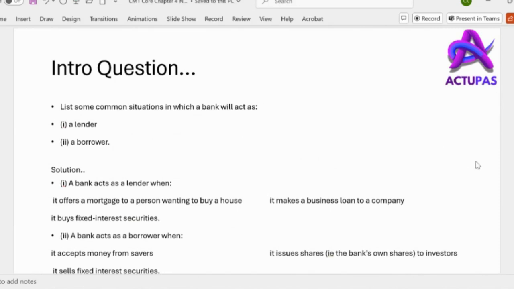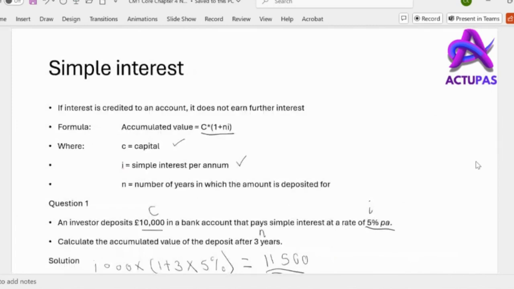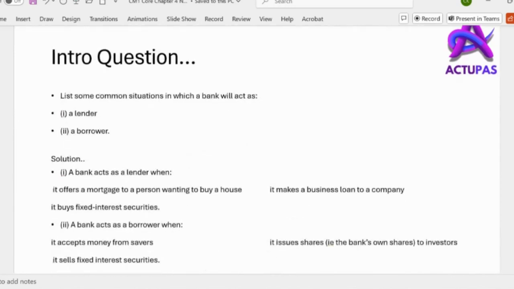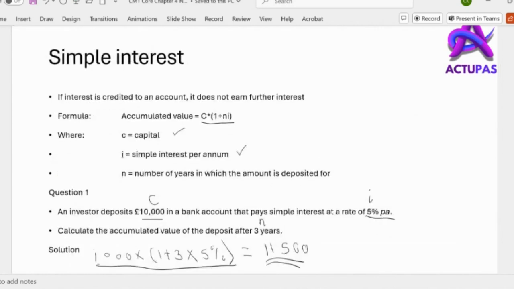And when does the bank act as a borrower? The bank also borrows money. For example, when it accepts money from savers, when it issues shares to investors, and when it sells fixed interest securities, in those instances, the bank is the borrower.